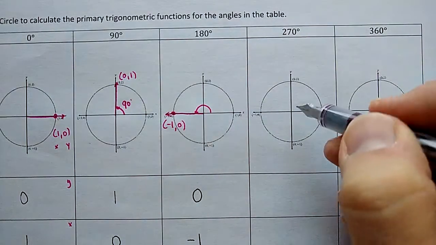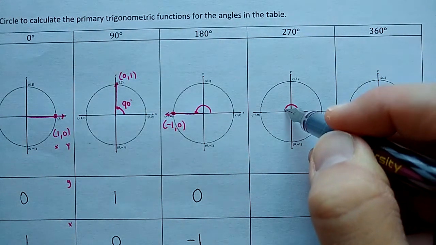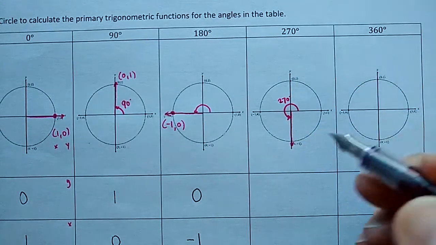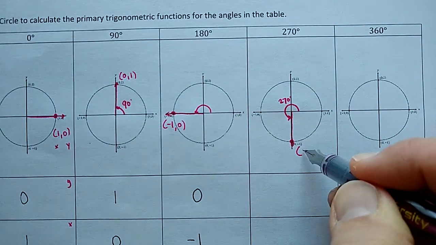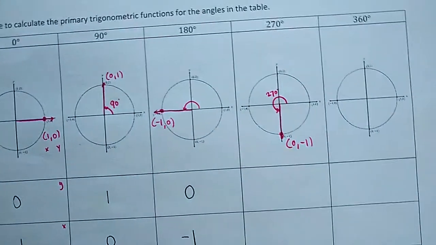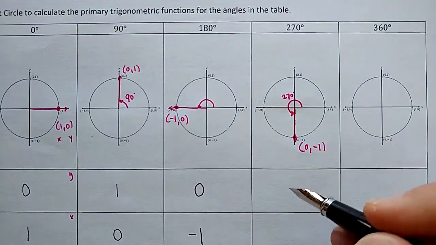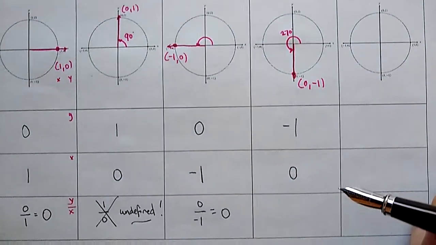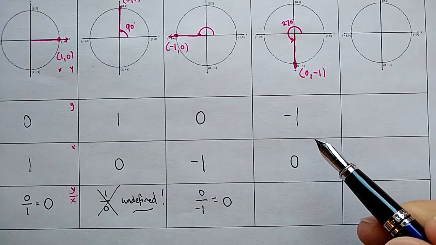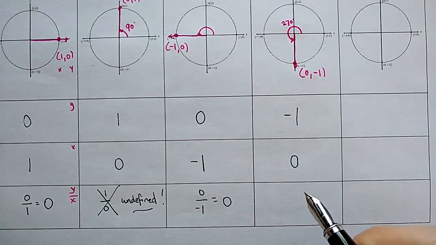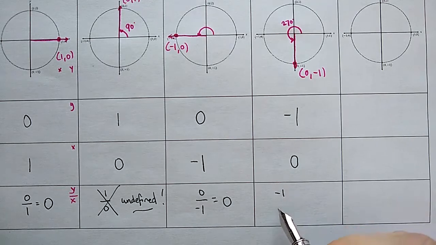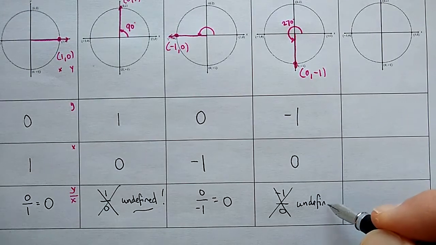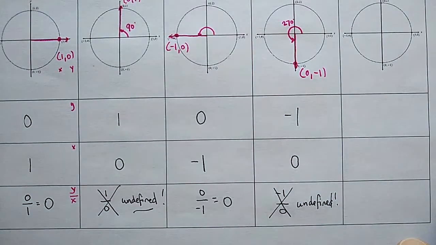270. Starting at 0 all the way around to there. That's 270 degrees. Intersection point here at (0, -1). So hopefully it's getting a little bit faster for you now. The y value is -1. The x value is 0. And then we have the y value divided by the x value. That is sine over cosine. -1 divided by 0. Once again, that is undefined. There is no tangent for the angle 270.